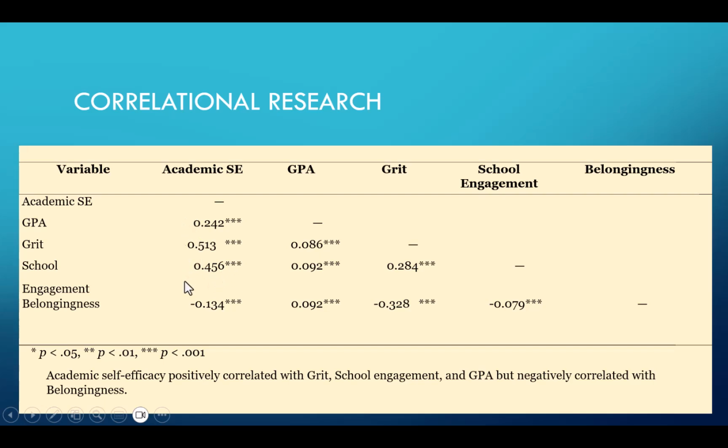And we can see that all of these don't have any signs next to them, so we assume that those are positive. So it's a positive correlation. As GPA increases, academic self-efficacy increases. As grit increases, academic self-efficacy increases. As school engagement increases, academic self-efficacy increases.